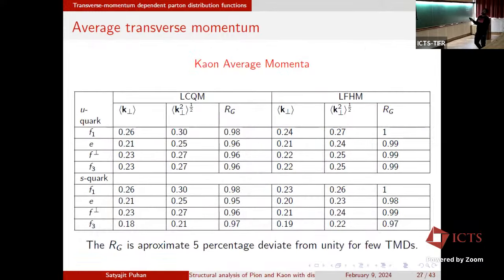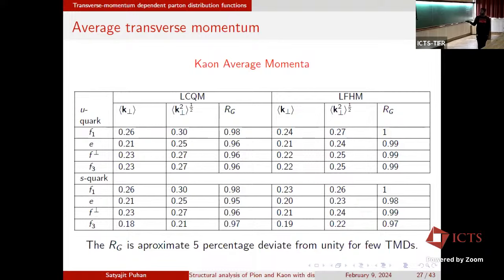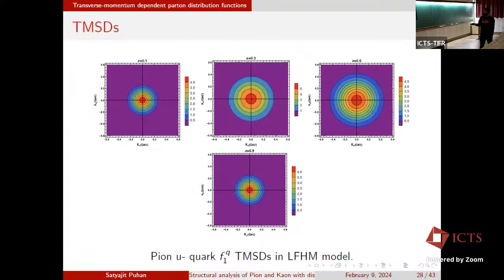This is the pion average momenta for u quark and d bar quark. Here RG is an interesting factor to check our transverse momentum dependence, the Gaussian dependence of our model, and this is coming within 5% error from unity.